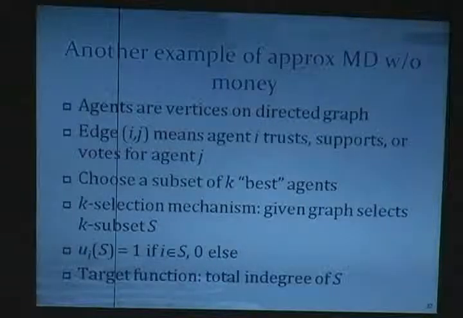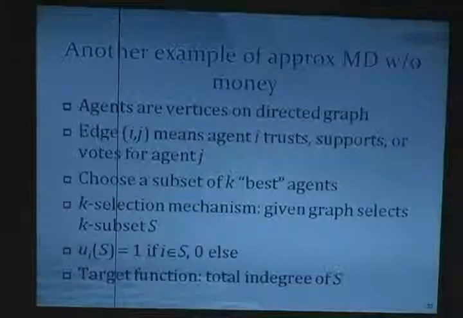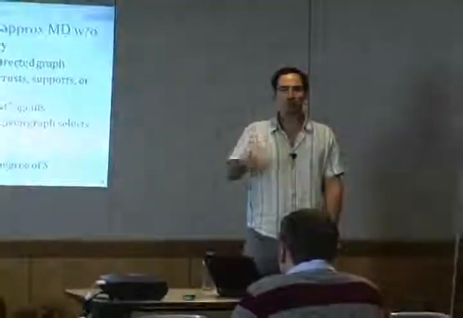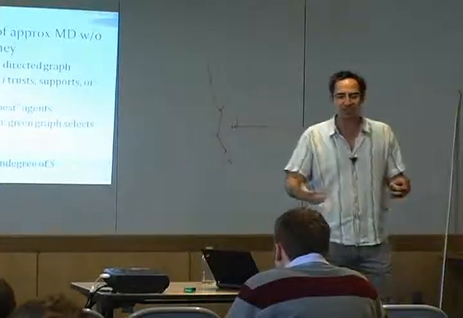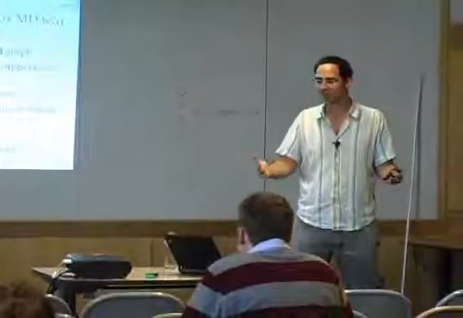Now, the target function: what's the set of best agents? We want to maximize the total in-degree of the agents in S. We want to maximize the total number of votes that the agents in S have. So as many votes as possible, as popular as possible.